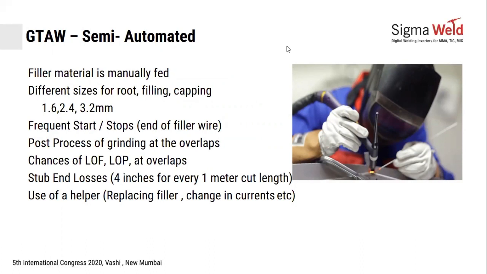Now, if we are looking at filler metal that we feed manually, you have to use different sizes of filler materials: 1.6, 2.4, 3.2, depending on the thicknesses. For each pass, you keep changing your filler diameter. And after the 1 meter length is over, you have to stop and restart the welding because he has to add the second filler wire.